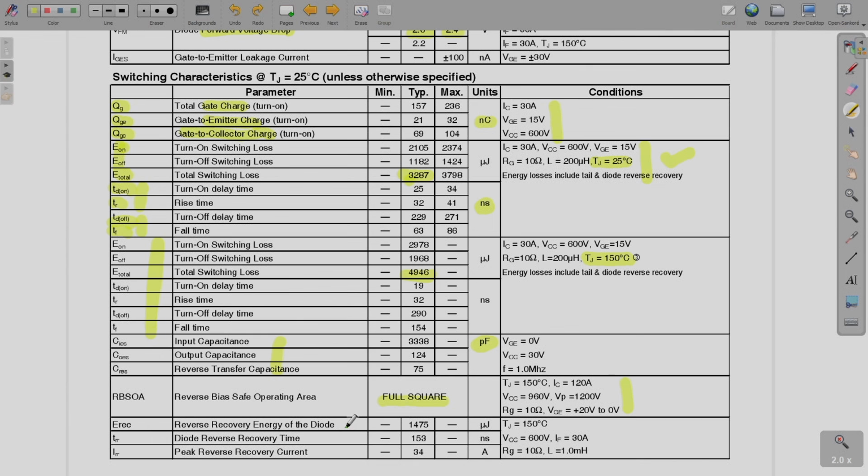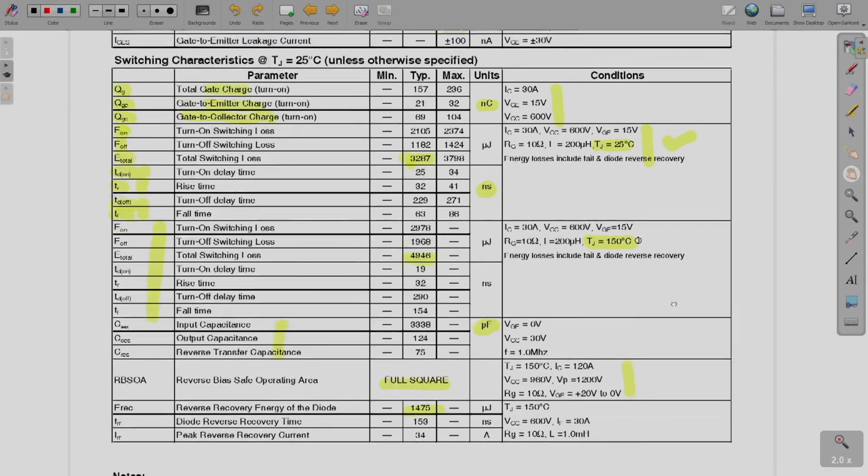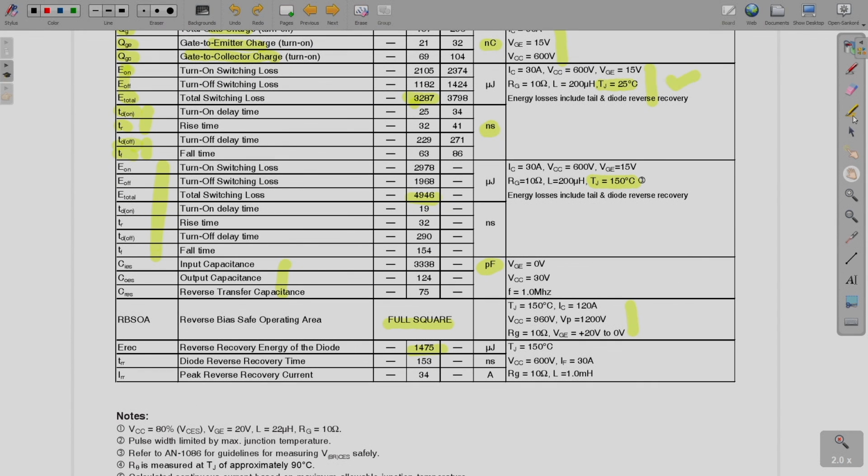Then reverse recovery energy of the diode is also provided. So these are basically your diode turn off characteristics, your energy associated during the turn off, then reverse recovery time and reverse recovery current, all provided. Now you can see that the peak reverse recovery current can go up to 34 amperes. This is a very significant value, and the conditions of measurements are given over here.